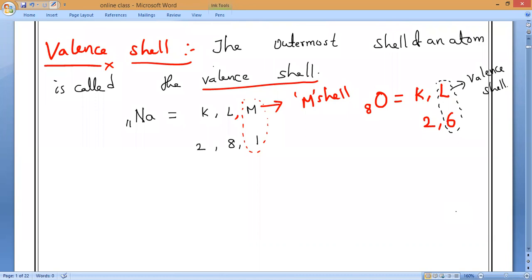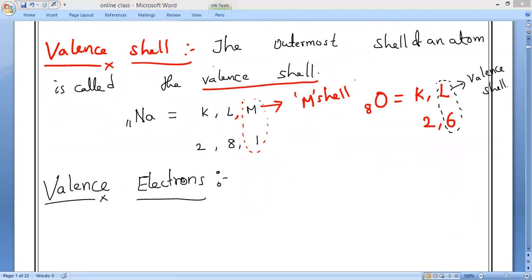Next, valence electrons. Write it. Valence electrons. Suppose if you take sodium, it is 1. What do you mean by valence electrons? Keep it in mind: the total number of electrons present in the valence shell. In the last shell, the electrons present are called valence electrons.